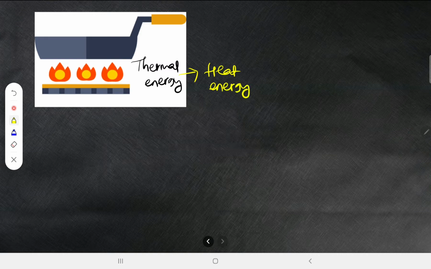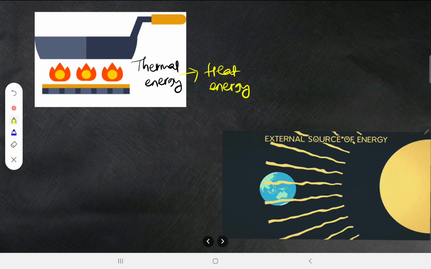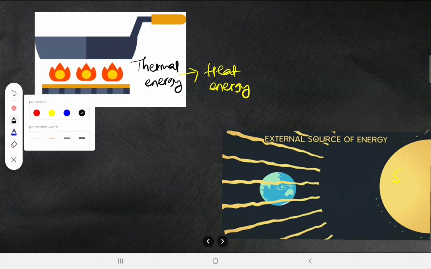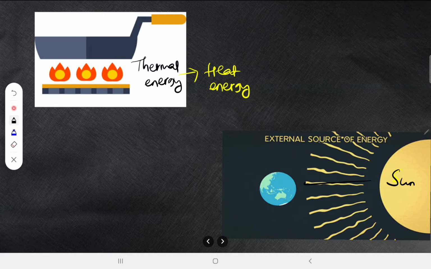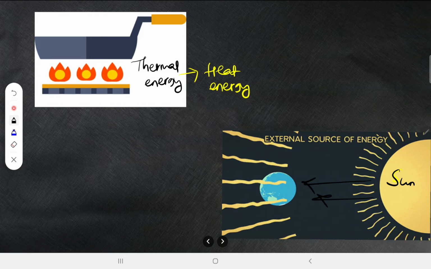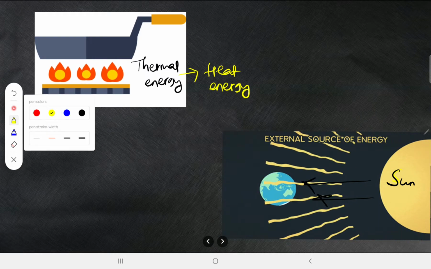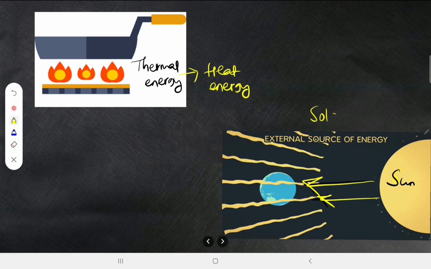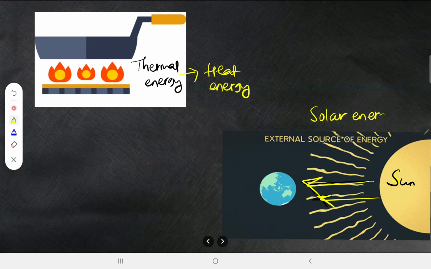Yes. Now we have one more situation here. Look at this. This is the sun. From the sun we are receiving this energy, right? We are receiving the energy in the form of light, in the form of heat. All right. So this is solar energy.